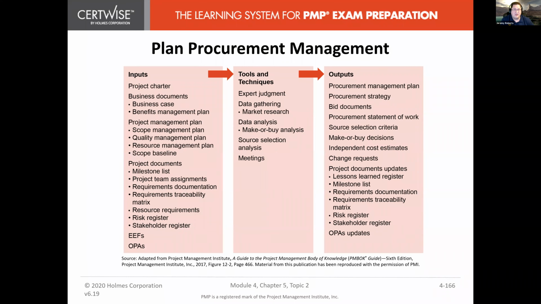Source selection criteria. How are we going to pick our source of supply? The make or buy decisions from our analysis. Independent cost estimates. Change requests. So we're going to have some project documents updates also. So we might be updating our lessons learned register, our milestone list, requirements documentation, requirements traceability matrix, risk register, and stakeholder register. And due to all this, we might have some organizational process assets that we need to update.